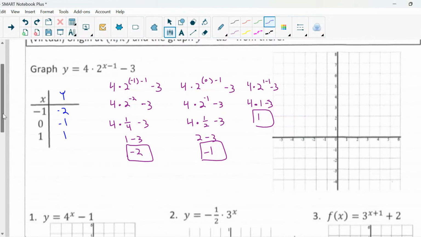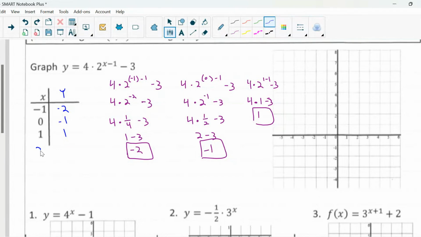Okay, I do think I want to take this one step further and try with 2, because 2 minus 1 is 1, so I have 2 to the 1st power. 2 to the 1st is just 2. 4 times 2 is 8, minus 3 is going to give us 5, which does fall on the graph, so I felt like it was important to calculate.